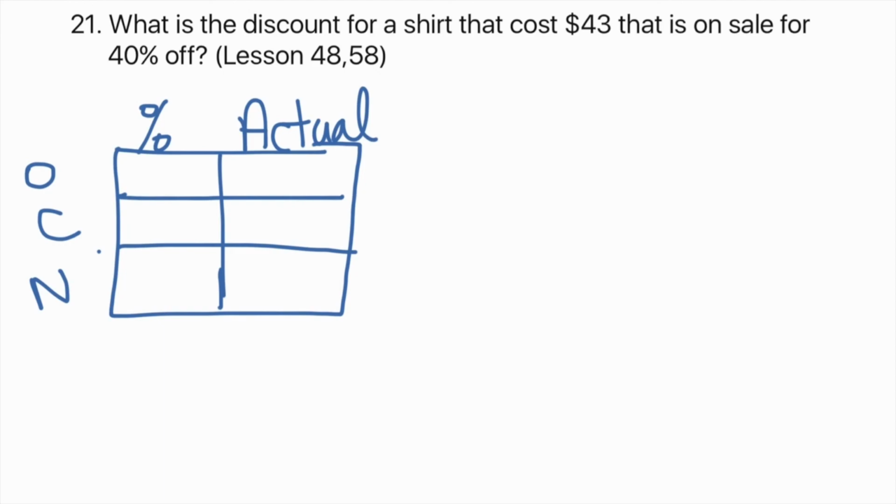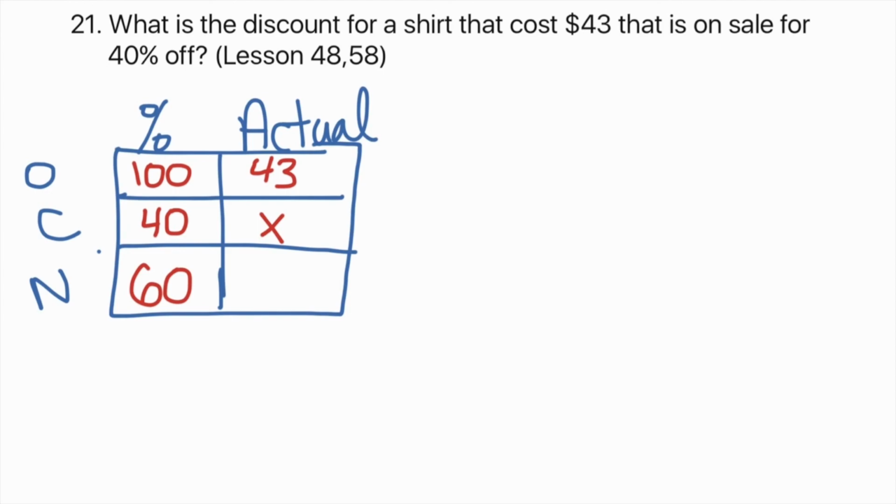Our original percent is always going to be 100. And then we know it's 40% off, so 40% goes into our change. And since it's a discount, our new is going to be 60%. And then we know that the shirt originally cost $43. So that's our actual amount, and we're going to put that under actual and original. So 43 goes there. And then we want to know what is the discount. So we just want to know what the change in the price is. So that's where we put our X. They're not asking us for the new price. They just want to know what the discount is.